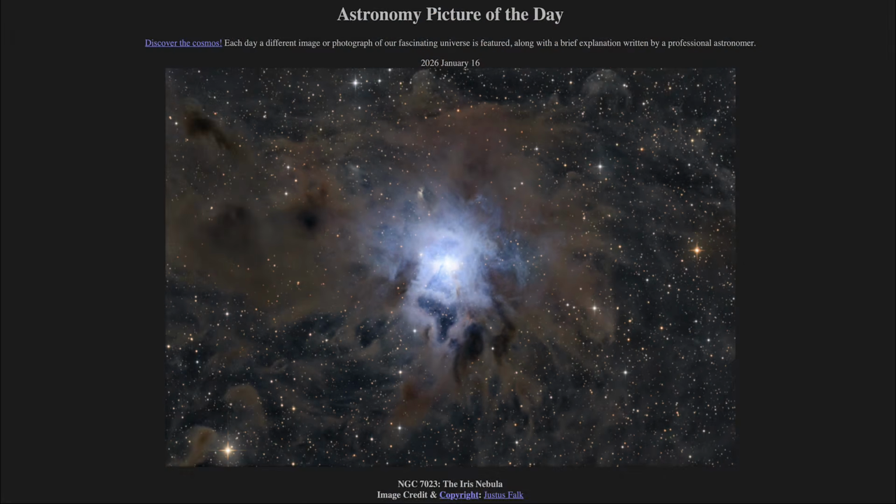So that was our picture of the day, titled NGC 7023, the Iris Nebula.